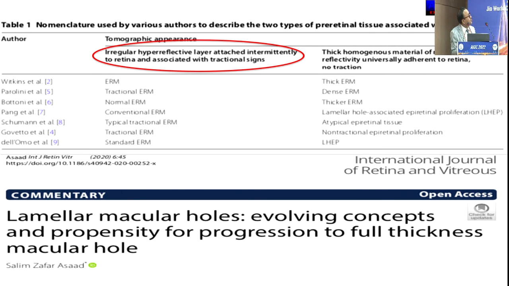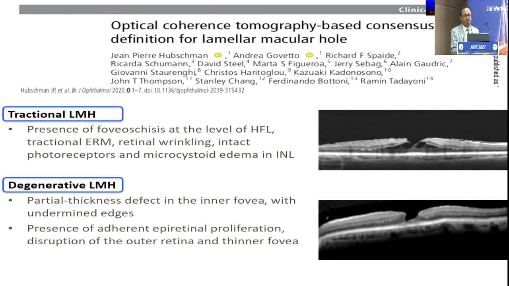So the first group is the tractional ERM component, where you have an irregular hyperreflective layer attached intermittently to the retina, compared to the thick homogeneous material. We call it either thick ERM, dense ERM, or thicker ERM, or LHEP, where you have a thick homogeneous material of medium reflectivity universally adherent to the retina and there is no traction. So definitely we have a different approach to this.